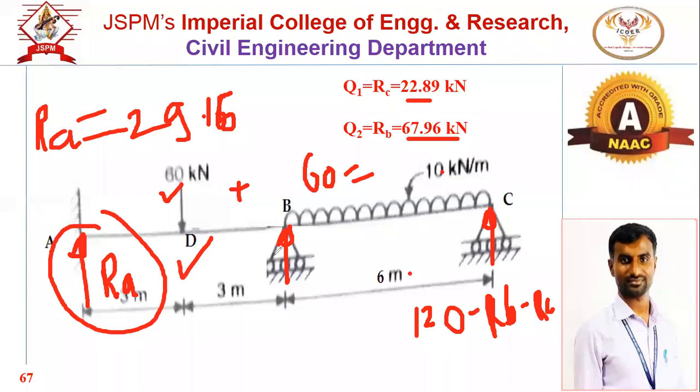Means the vertical load should be balanced. Summation of vertical forces should be equal to 0. Upward forces should be equal to the downward forces. Downward forces 120, upward forces should be 3. Out of 3, 2 are known to us. So that's why 120 minus RB and RC, you will get RA, that is 29.15.